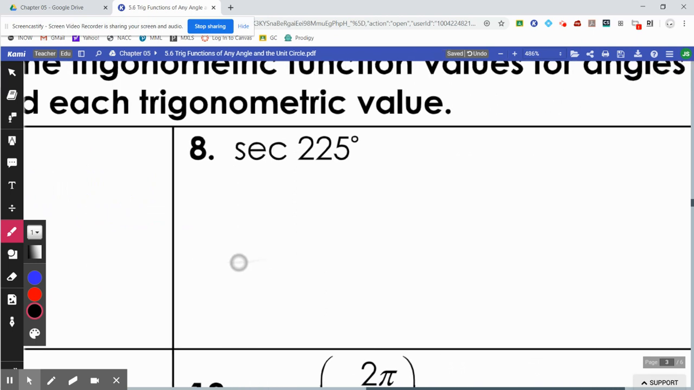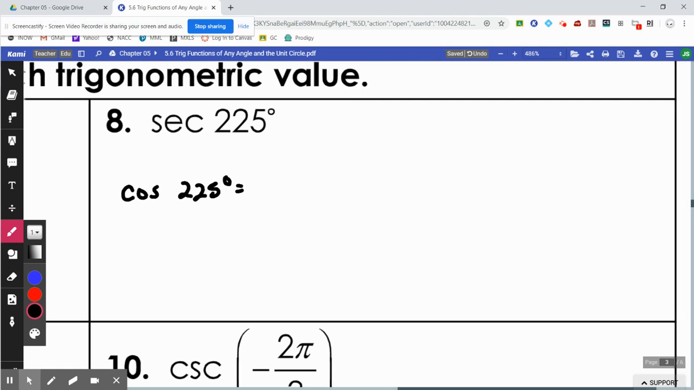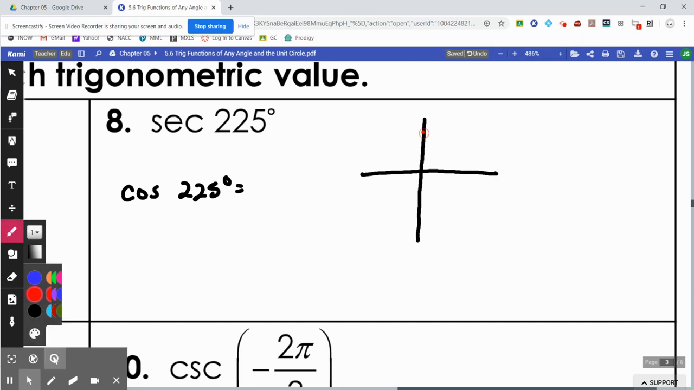Let's do another one. Secant of 225. Again, I'm not comfortable with secant of 225, so let's find the cosine of 225. Once I find my answer, I know that I can just flip it. So let's sketch 225 degrees. I know this is 90, 180, 270, so 225 is going to be somewhere right in here.